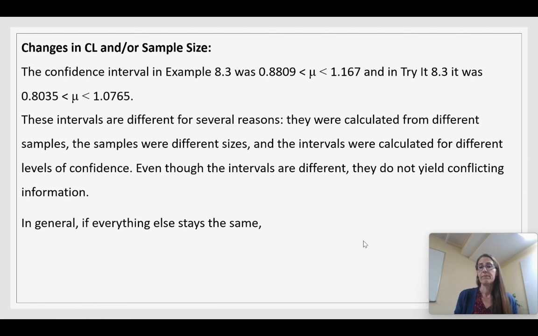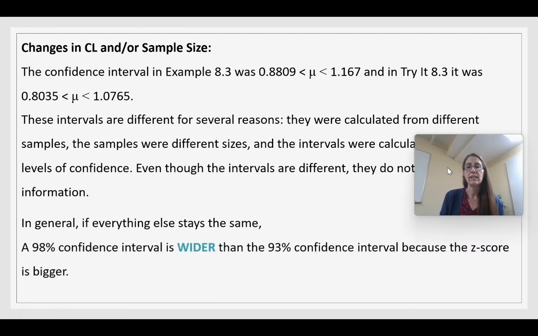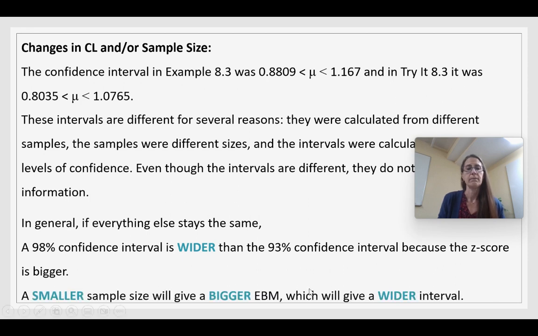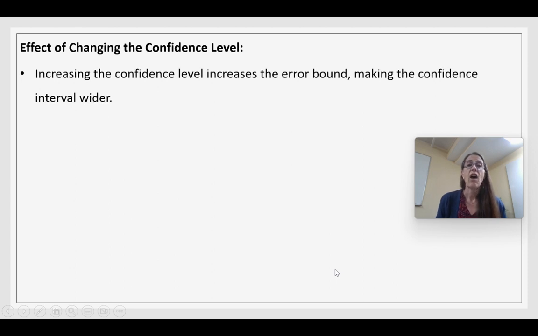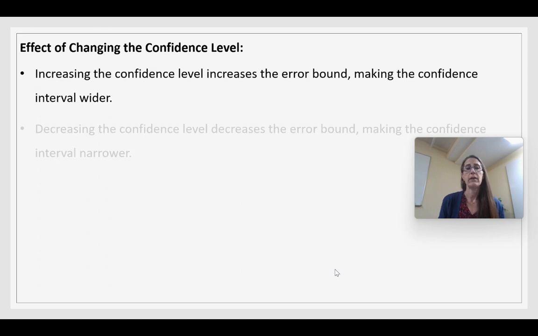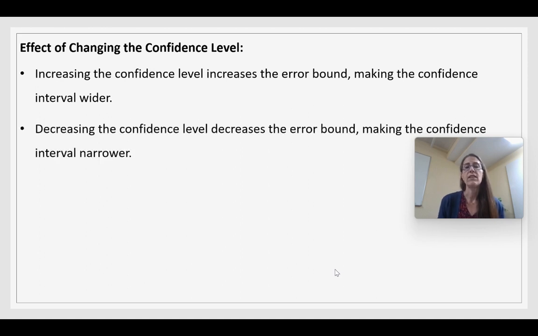So in general, if everything else stays the same, a 98% confidence interval is wider than the 93% confidence interval because the z-score is bigger. A smaller sample size will give a bigger EBM, which will give a wider interval. Increasing the confidence level increases the error bound, making the confidence interval wider. Decreasing the confidence level decreases the error bound, making the confidence interval narrower.